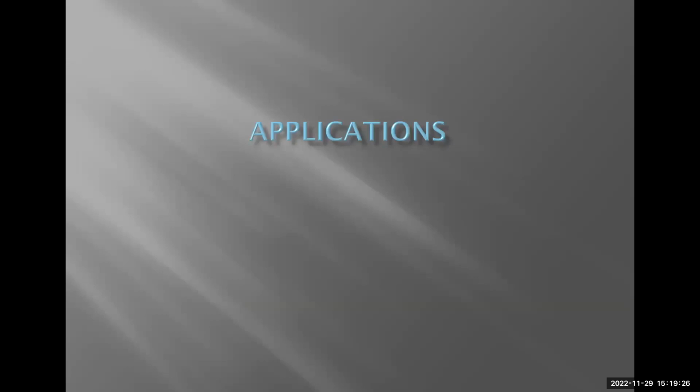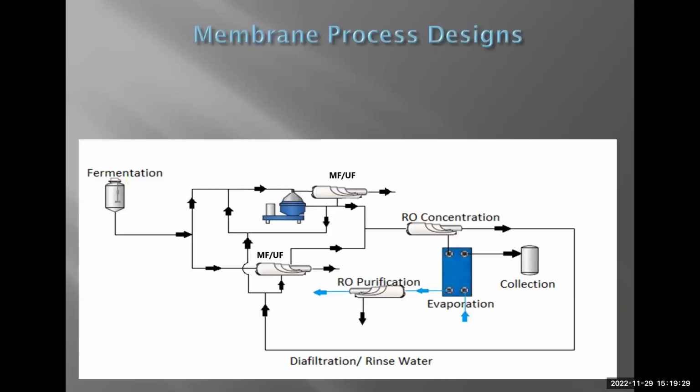So now we're going to go ahead and talk about some different applications for membranes. They can be used in a variety of different locations. You can use MF or UF membranes after a centrifuge for clarifying the effluent. In some situations, you can actually use an MF or a UF membrane instead of a centrifuge. And of course, you can use them before an evaporator to pre-concentrate your feed. And you can even use an RO membrane to purify wastewater streams, or in this case, the evaporator condensate. And then any of the permeate coming out of these ROs is usually clean enough that you can use it upstream in the process for diafiltration or rinse water.